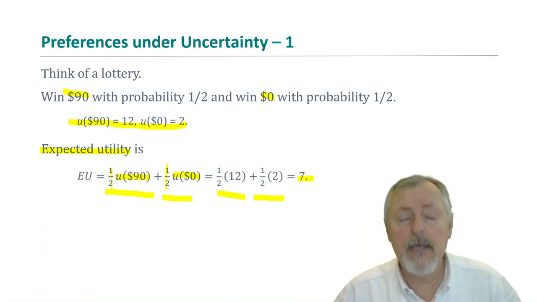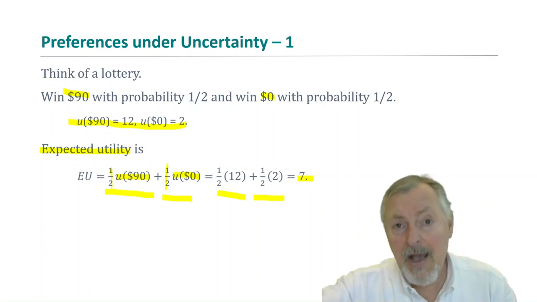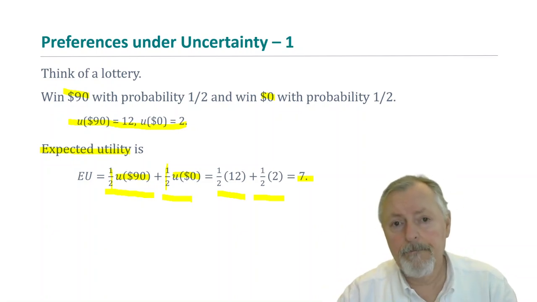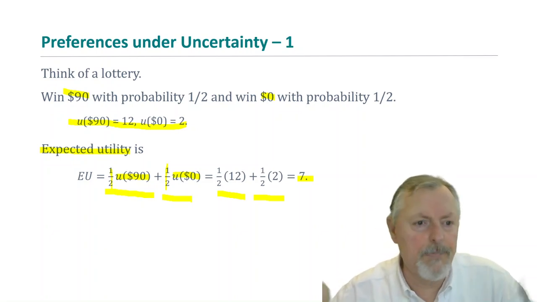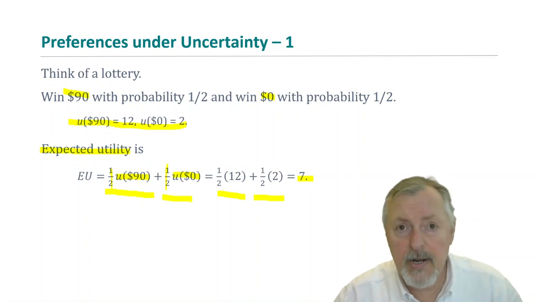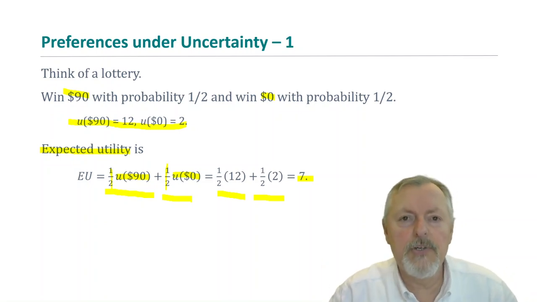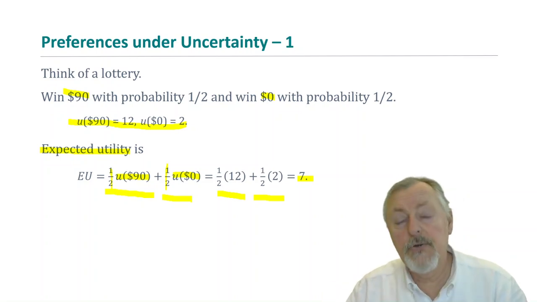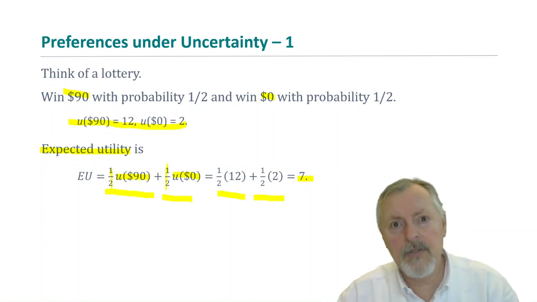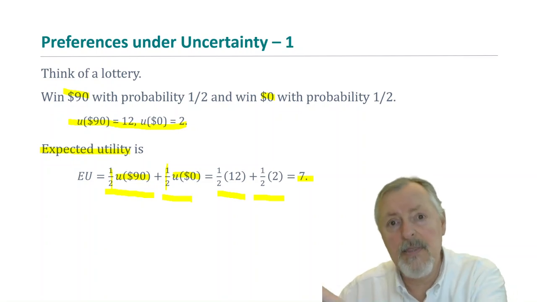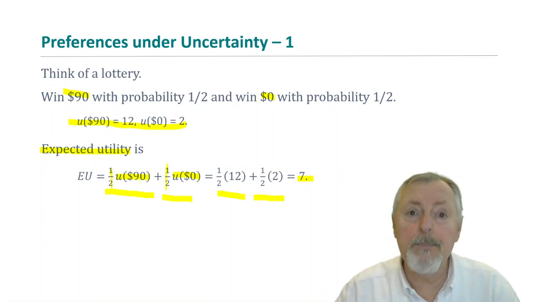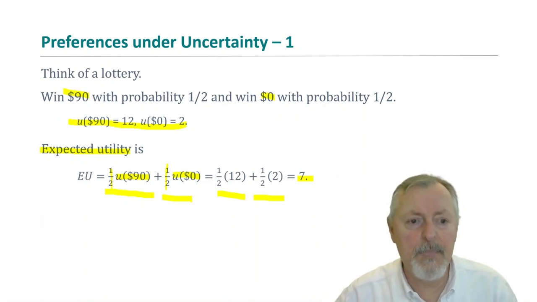All you do is you take the outcome in the one state of the world. I'll end up with $90, 100 apples, whatever. Plug that into your utility function. How happy would that outcome make you? Then you do the same with the other outcome. Plug that into the utility function and see how happy that outcome would make you. And then you weight them based on the probability of each outcome happening. In this case, 50-50.